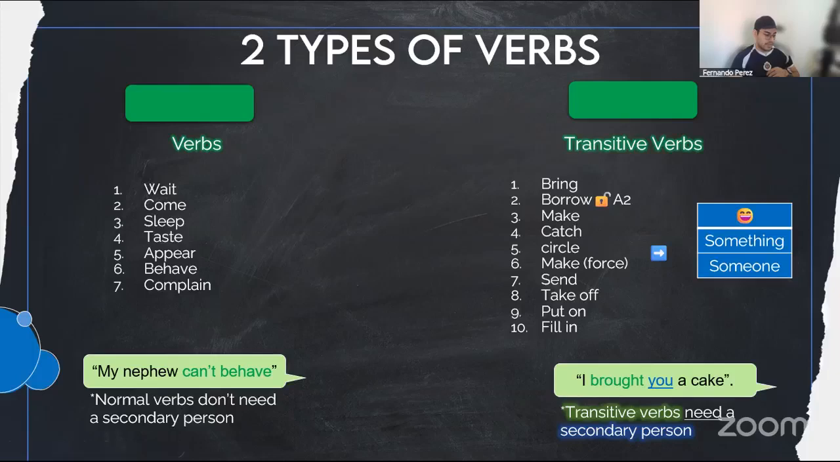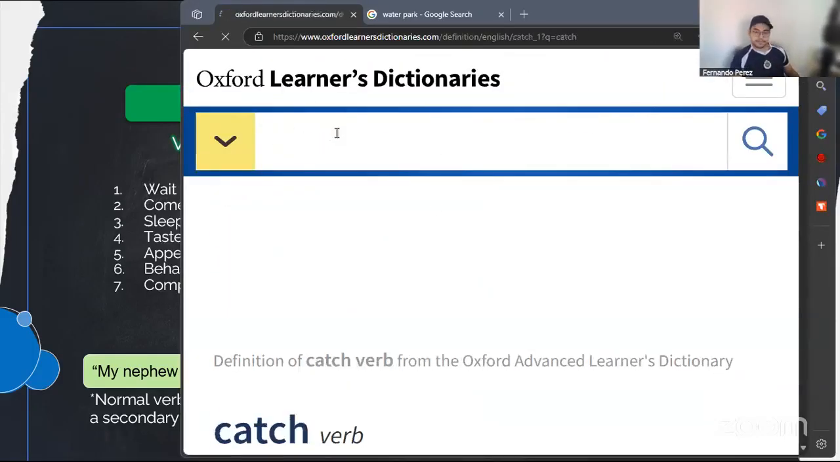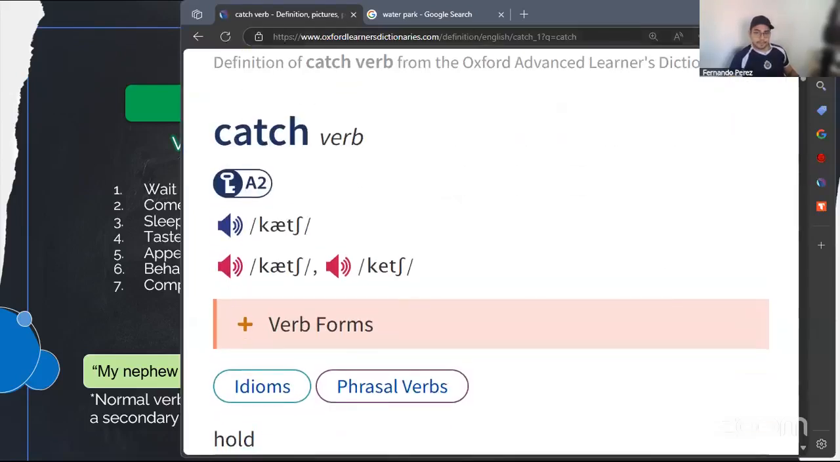So let's check the verb catch. The verb catch. Let me put it over here.